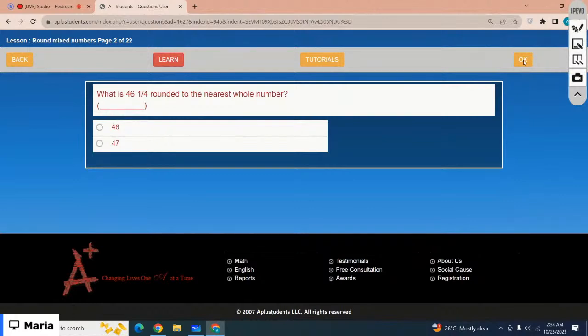46 whole 1 over 4, right? So 1 over 4 is less than 1 over 2. It would be rounded on the same whole number, so it would be rounded off to 46. Basically, just listen to me carefully, right? 46 whole 1 over 4.